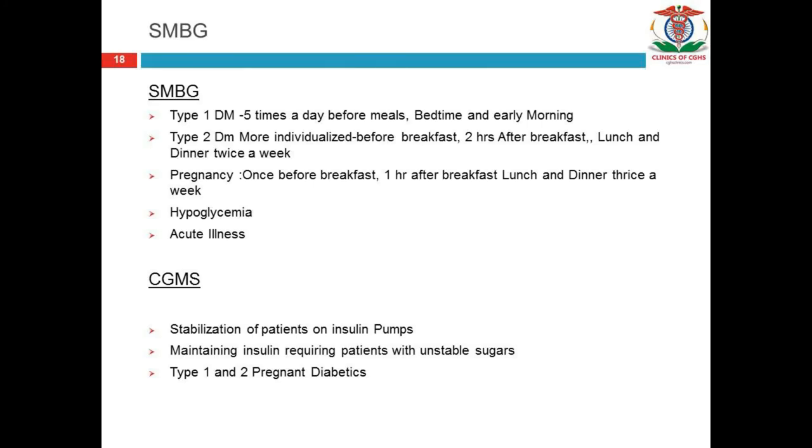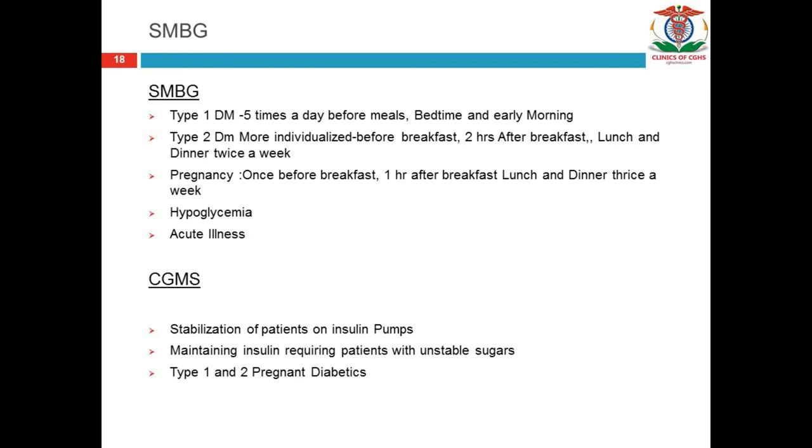Self-monitoring of blood glucose is a mainstay of monitoring diabetes in patients who are well motivated for it, who can adjust their treatment based on that, because without adjusting treatment, there is no point in monitoring blood glucose. It is important in type 1 diabetes, motivated type 2 diabetes with a very labile kind of diabetes. In pregnancy, it should be done. And in patients who have recurrent hypoglycemias or hypoglycemic dips in the night, probably SMBG would be a good idea. In acute illness, you can have patients monitor their SMBG.